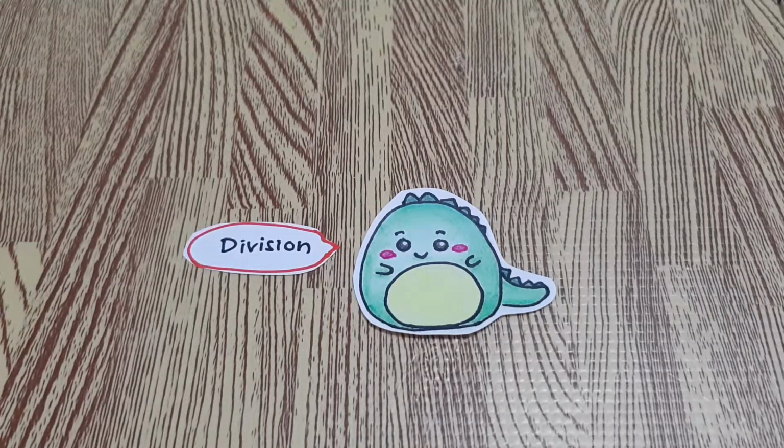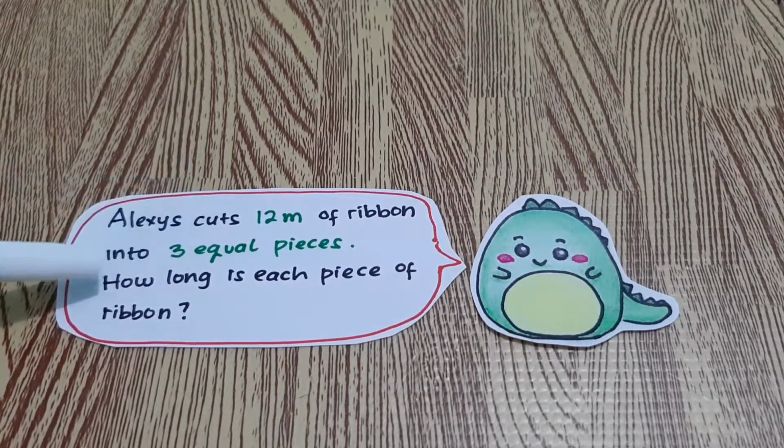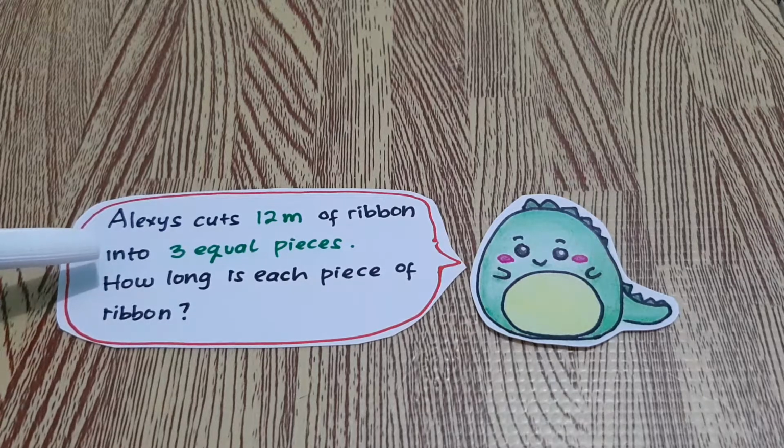Now let's go to the division word problem. Alexis cuts 12 meters of ribbon into 3 equal pieces. How long is each piece of ribbon? Okay, now let's take a look at the first sentence. Alexis cuts 12 meters of ribbon into 3 equal pieces.